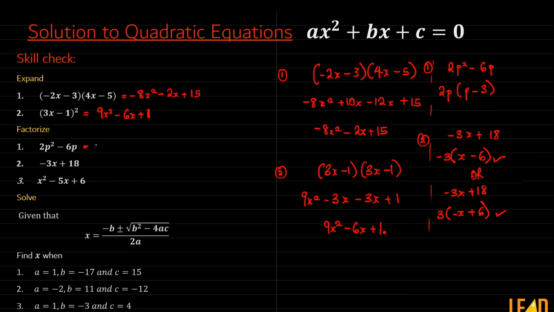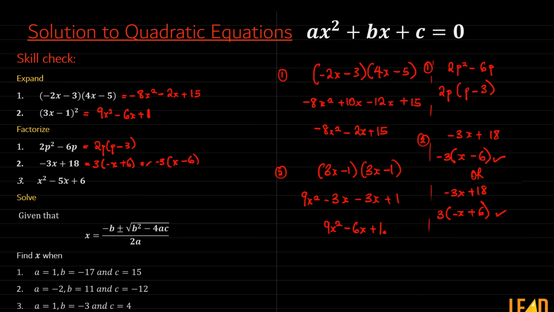All right, let me put in my solutions quickly. I have 2p multiplying p minus 3. For this one, I have 3 brackets negative x plus 6, or negative 3 brackets x minus 6, right? So whichever one is fine.